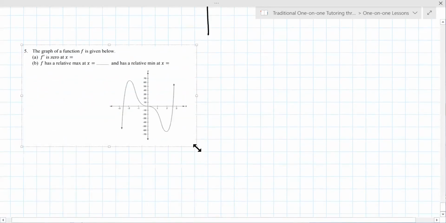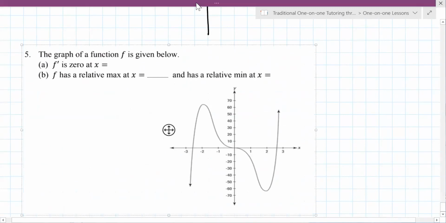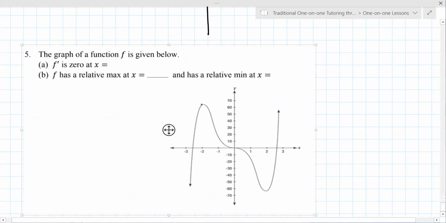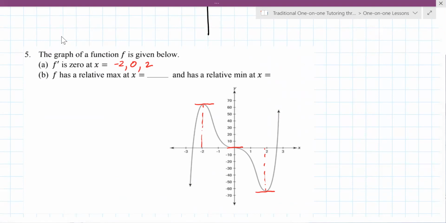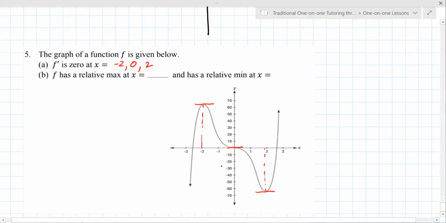Okay, so what you normally do is you start with horizontal tangents. I see a horizontal tangent there, there, and there, and they want the x values that go along with them. And that's part A. That's -2, 0, 2. Got it. So then the relative max would be at -2, and the relative min would be at +2. Yes, exactly. That's it. You got it.